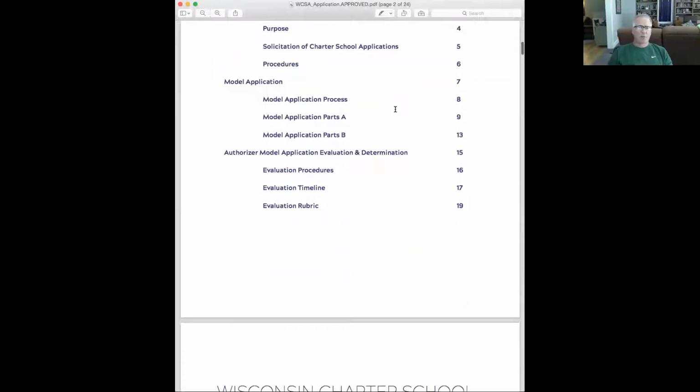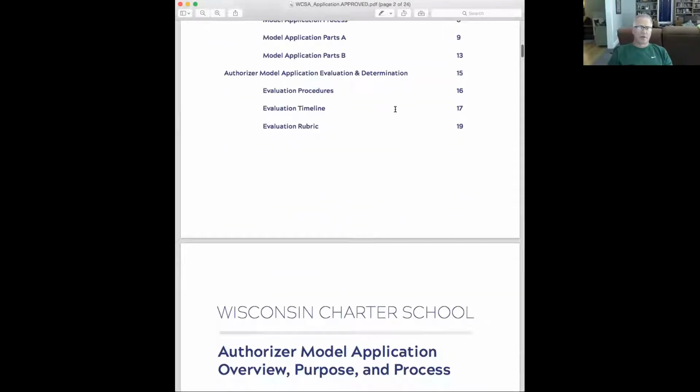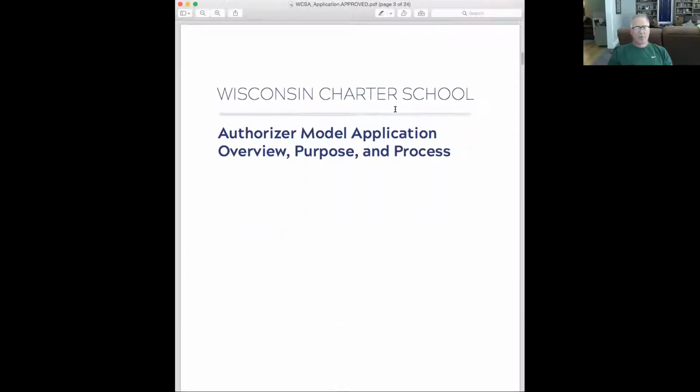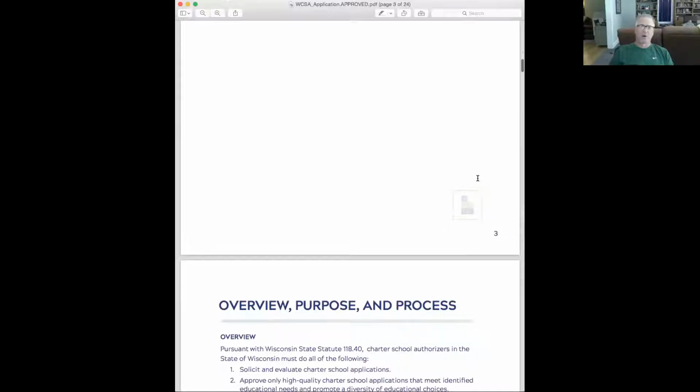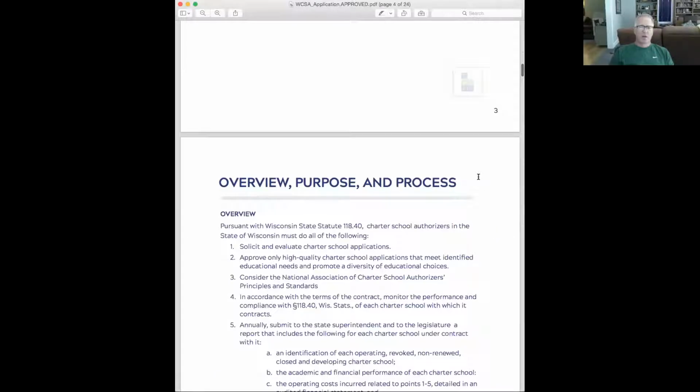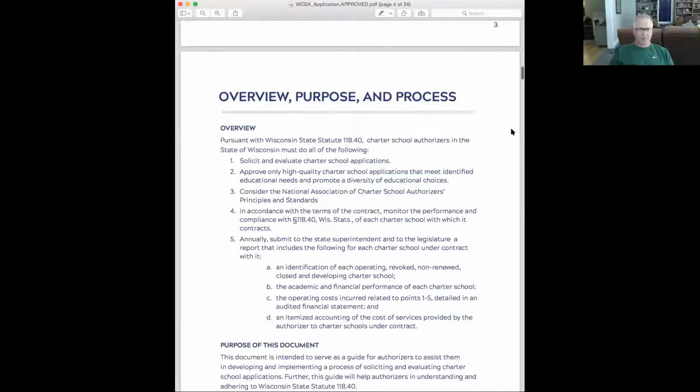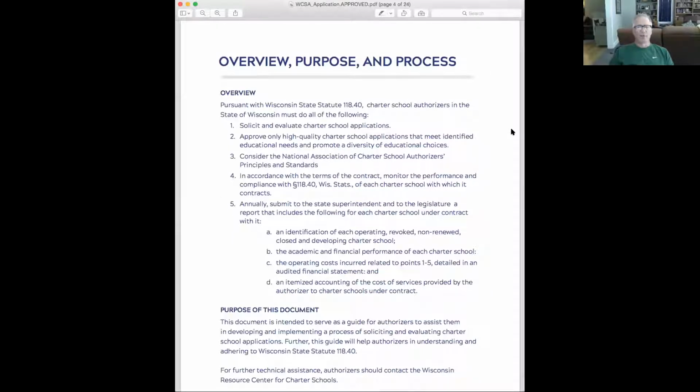So as we look at this, that first section, and again, I don't feel the need to read it during the presentation, but if you look at it, there is a bit of background information for authorizers to use, including some of the stuff I talked about in the PowerPoint quickly, that revolves around the state statutes and the report that was mentioned.